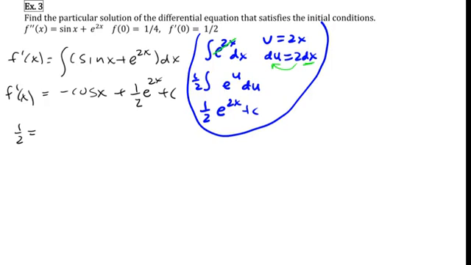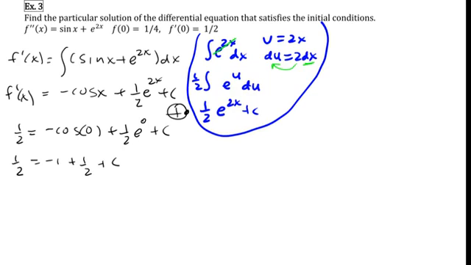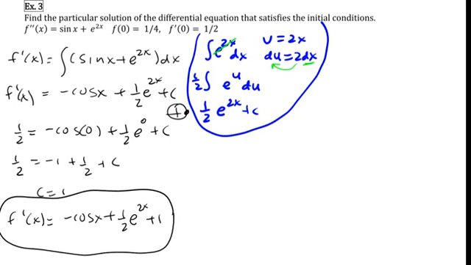So 1/2, f prime of 0, I'm going to sub 0 in. So I get 1/2. What's cosine of 0? Think of your unit circle. 0 is right here, and cosine is the x value, which is 1. So negative 1 plus 1/2 plus c. Right here, this is going to give me a negative 1/2. If I add it to the other side, 1/2 plus 1/2 is 1. c is 1, which means f prime of x is negative cosine x plus 1/2 e to the 2x plus 1. Why are we not done?